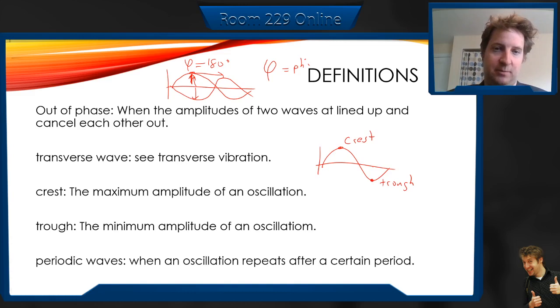Periodic waves. This is when waves repeat after a certain period. So they have a period, some sort of oscillation that repeats. Waves can be determined in a more mathematical way, which we'll talk about. So let's not worry about that now.